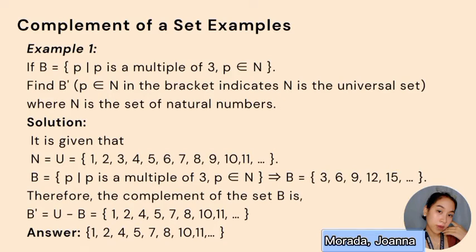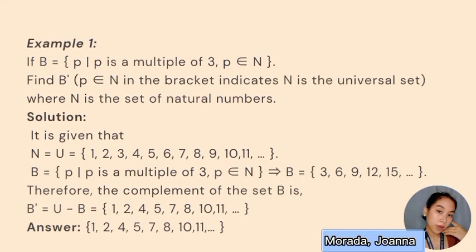Therefore, the complement of the set B is equal to the universal set minus B, which is equal to the set of 1, 2, 4, 5, 7, 8, 10, 11. So the answer is the set of 1, 2, 4, 5, 7, 8, 10, 11.